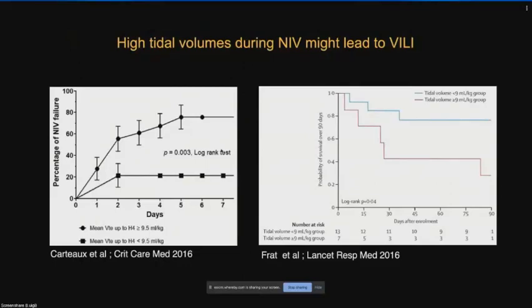And one of the things that we need to keep in mind, although sometimes with some CPAP machines might be difficult to measure, is the expired tidal volume. So here you can see two studies that show at the same time consistently that a tidal volume greater than 9.5 or 9 mils per kilo of body weight is associated with increased NIV failure and increased mortality.